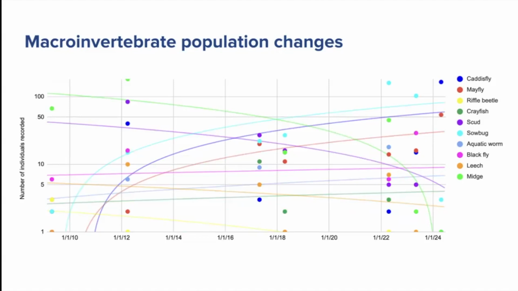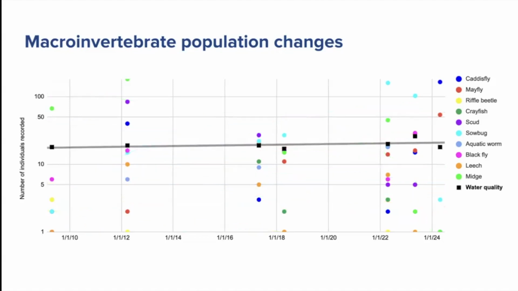But how macroinvertebrates work is, based off of what you see, you assign a water quality score. It's just a number. And here's that across that whole time, 2009 to 2024, what the water quality score was. It's pretty much the same across the entire time. So again, I want to drive this point home: the changes in community composition alone do not necessarily mean changes in water quality.